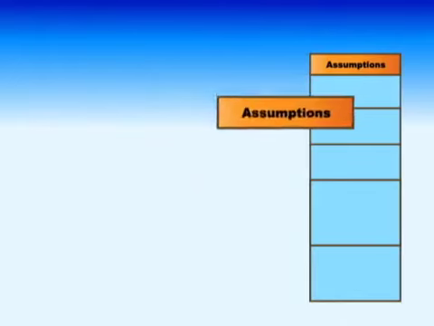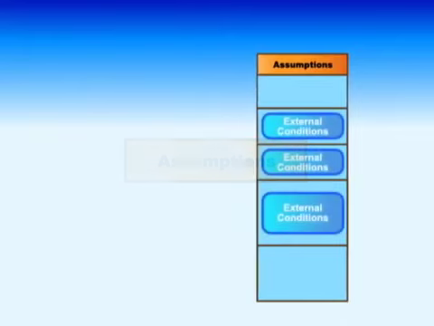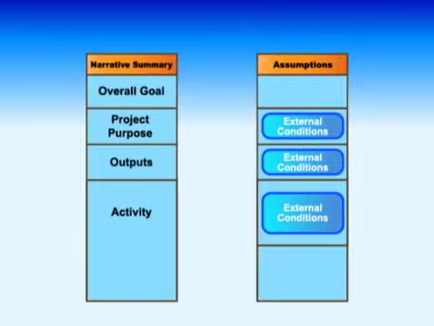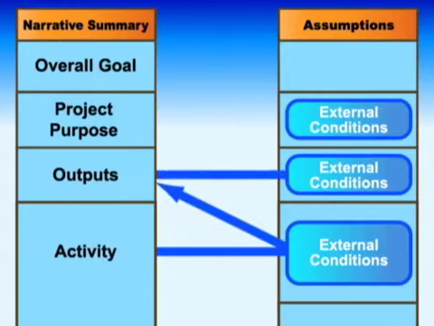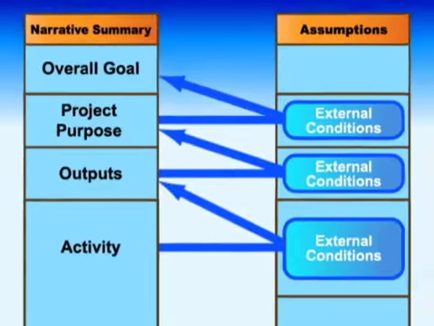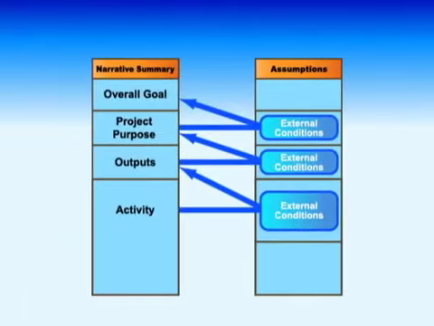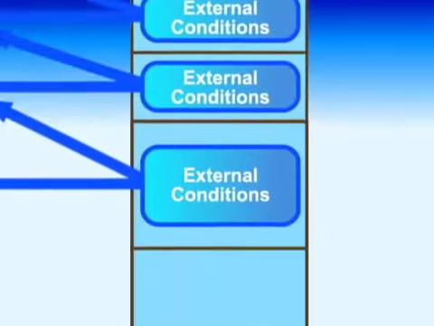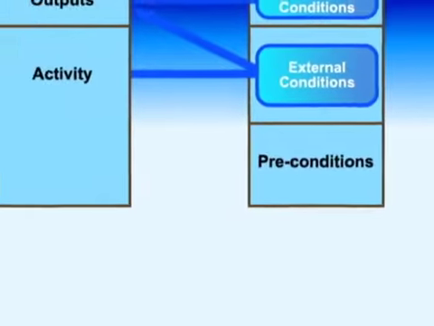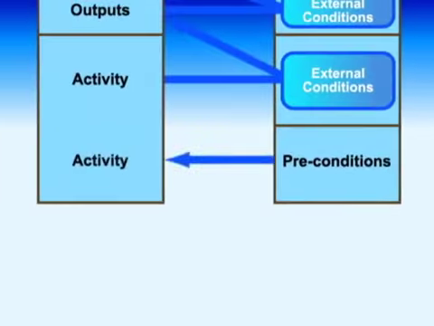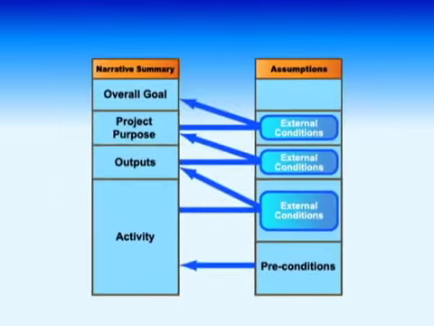The fourth row, assumptions, should have external conditions required respectively to lead from the activities to the outputs, to lead from the outputs to the project purpose, and to lead from the project purpose to realization of the overall goal. The cell in the bottom of the assumptions rows is for preconditions. Here, conditions required to start the activities of the project are described.